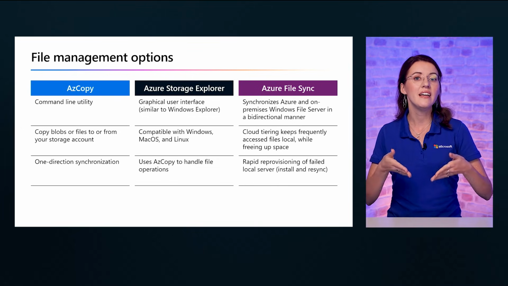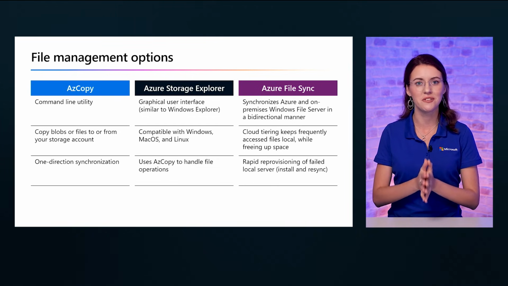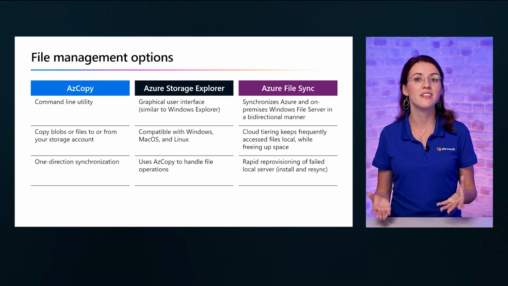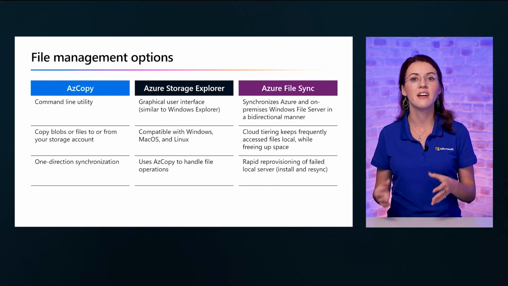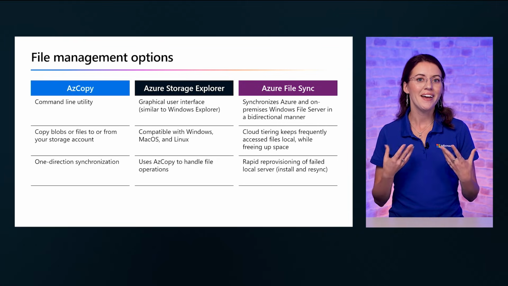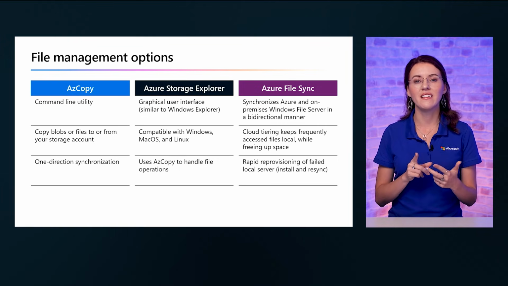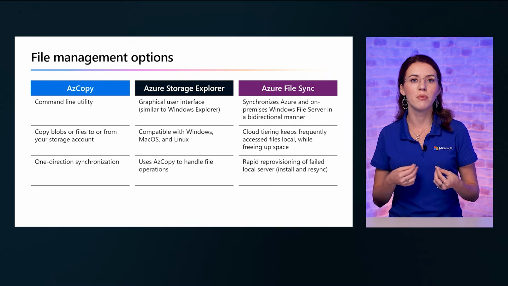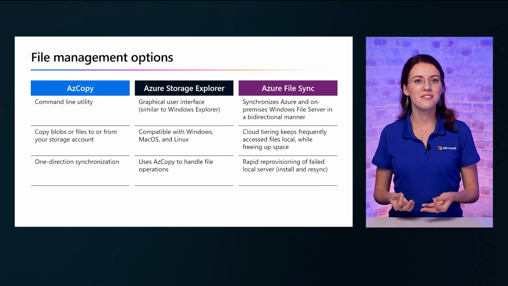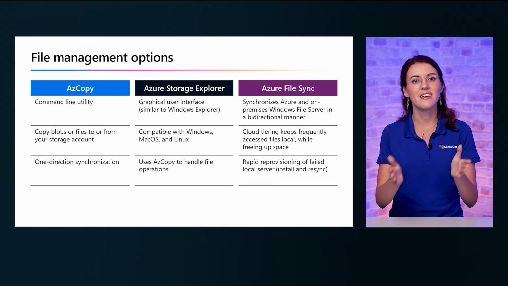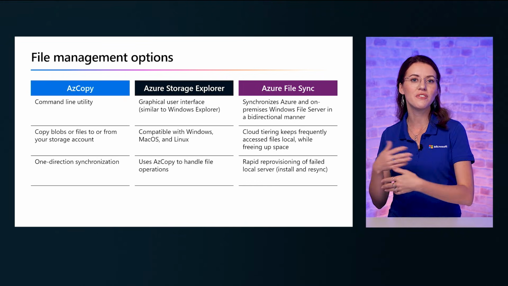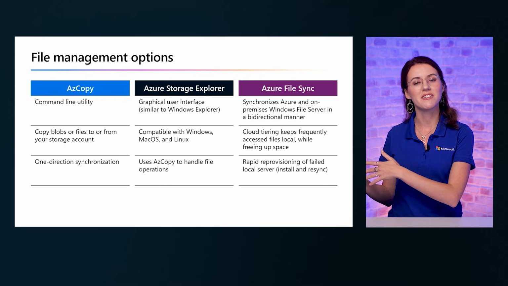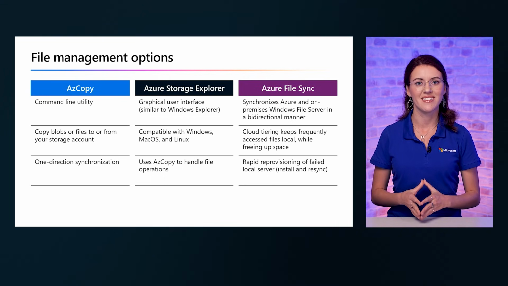The second service in the center of my screen is Azure Storage Explorer, which is a standalone application that provides a graphical interface for managing files and large binary objects in your Azure Storage account. It works on Windows, macOS, and Linux, and uses AzCopy on the server side to perform all file and blob management tasks. With Azure Storage Explorer, you can upload data to Azure, download data from Azure, and move data between storage accounts. And the third service on the right side of my screen is Azure File Sync.